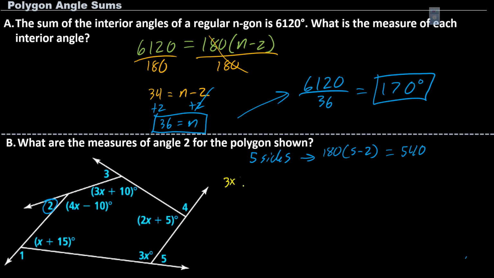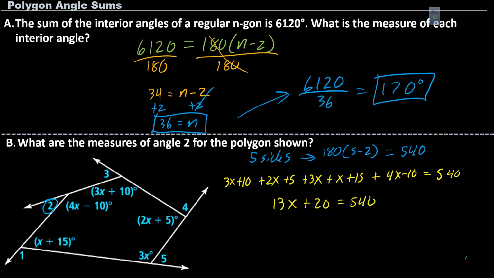So that means 3x plus 10 plus 2x plus 5 plus 3x plus x plus 15 plus 4x minus 10, all of that adds up to 540. And if we combine our like terms, we get 13x plus 20 is equal to 540. If we subtract 20 from both sides, we get 13x is equal to 520. And if we divide out the 13, we get x is equal to 40.